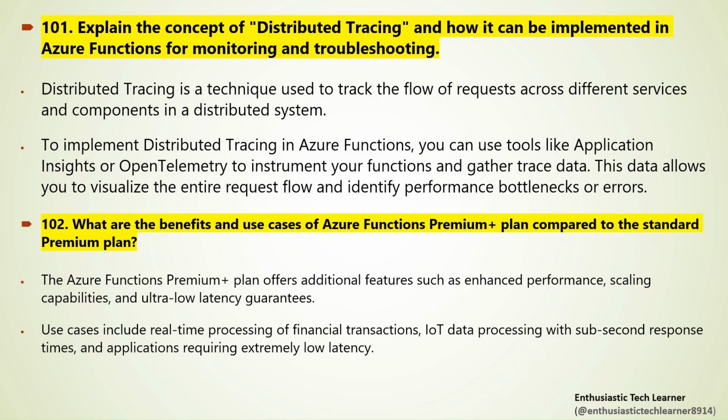Explain the concept of distributed tracing and how it can be implemented in Azure Functions for monitoring and troubleshooting. Distributed tracing is a technique used to track the flow of requests across different services and components in a distributed system. To implement distributed tracing in Azure Functions, you can use tools like Application Insights or OpenTelemetry to instrument your functions and gather trace data. This data allows you to visualize the entire request flow and identify performance bottlenecks or errors.